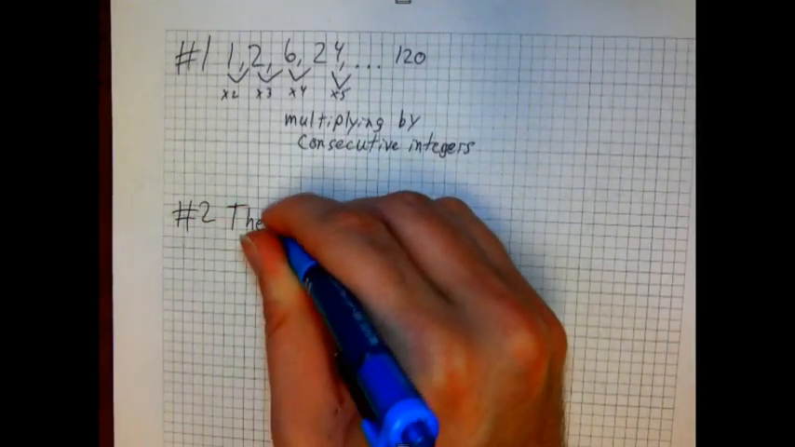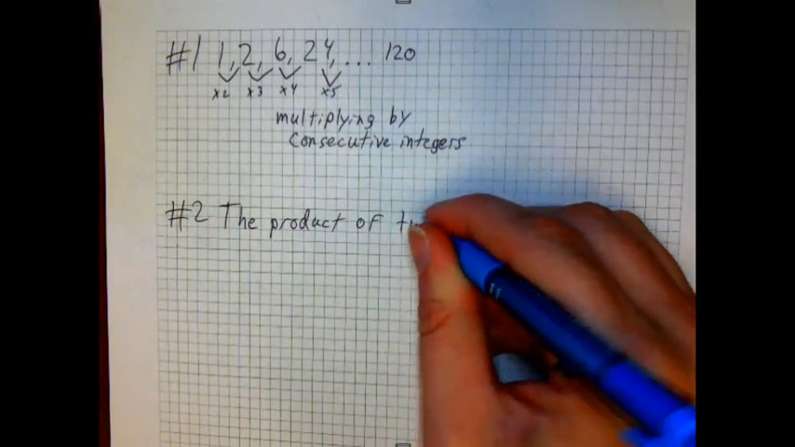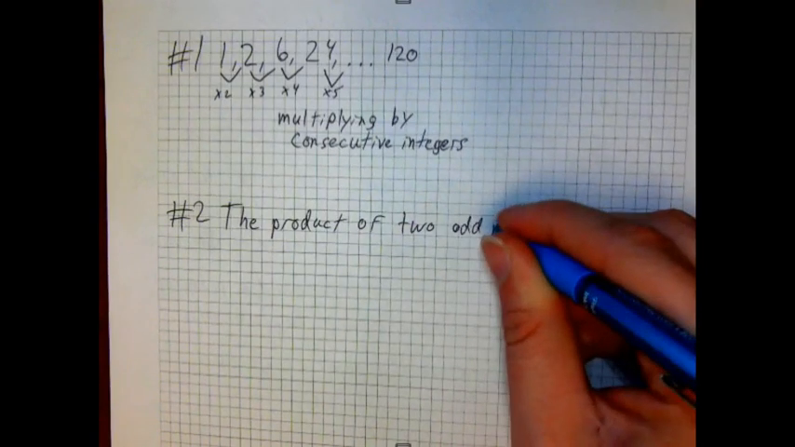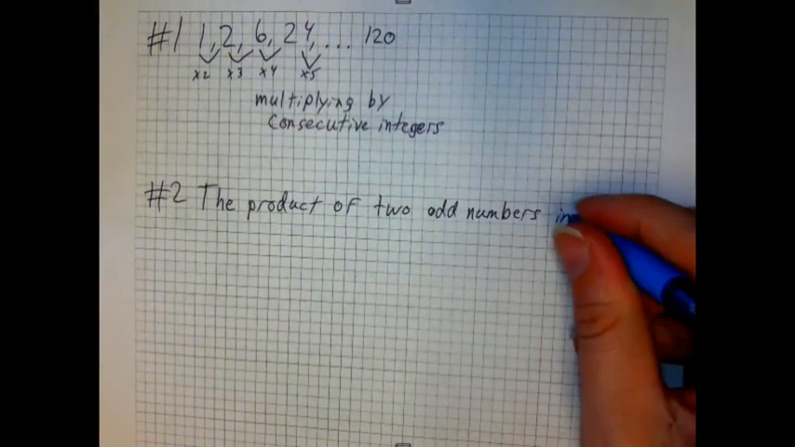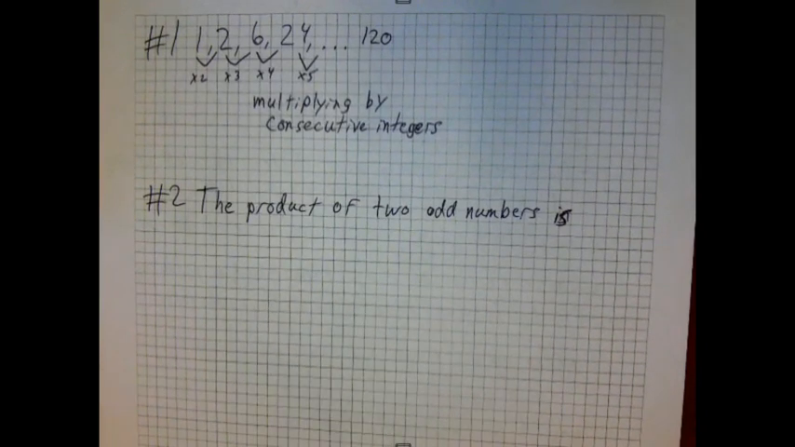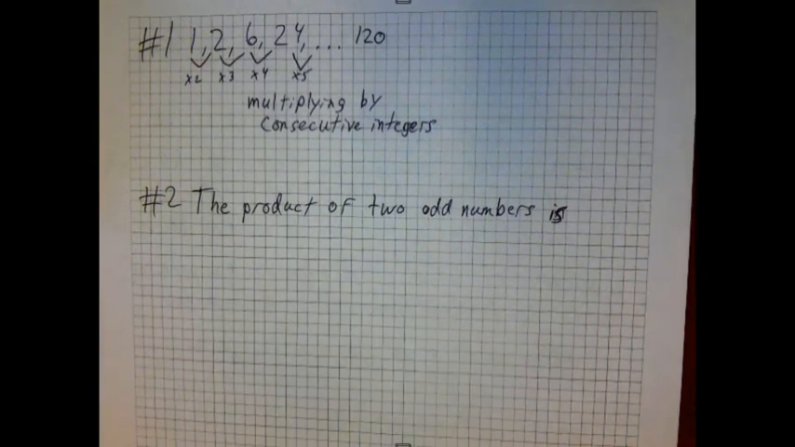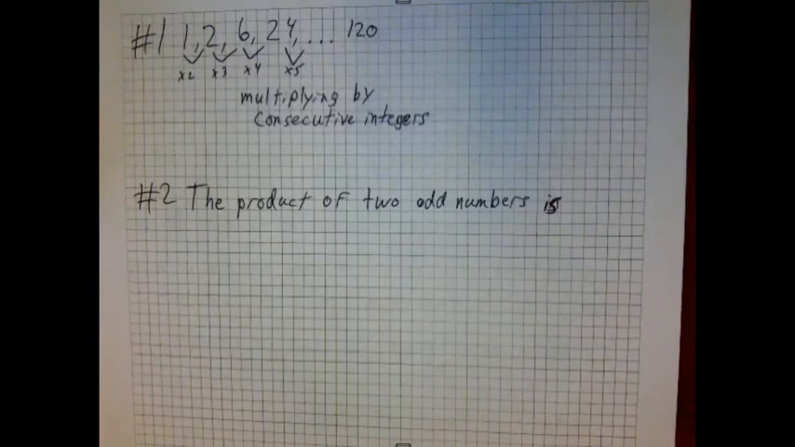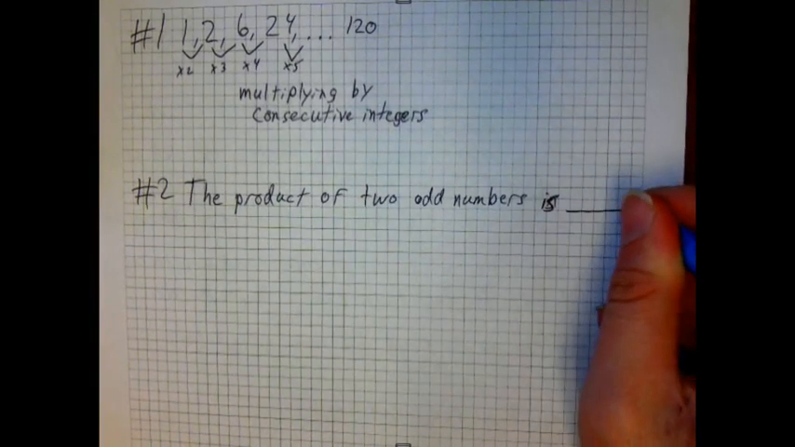The product of 2 odd numbers is, okay, so make a conjecture. What would the product of 2 odd numbers give you? Product means multiplication. Now I know that anytime I add 2 odd numbers, like 1 plus 3, that's 4, or 3 plus 5, that's 8, or 11 plus 17, that's 28. So whenever I add 2 odd numbers, I get an even number. So maybe I would have a conjecture that the product of 2 odd numbers is even.